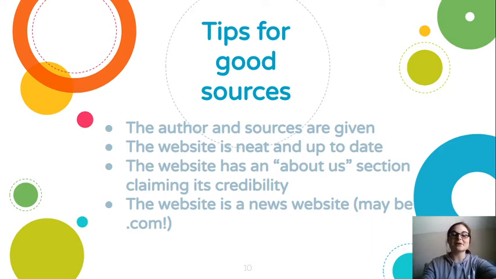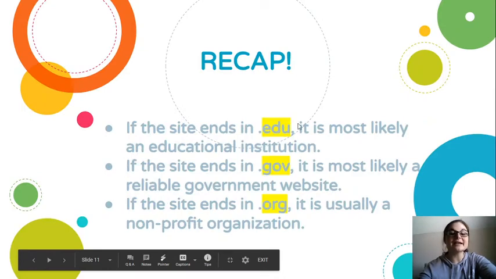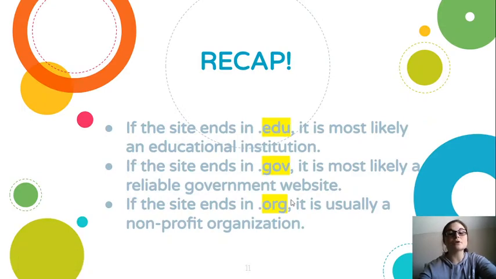The website has an About Us section, claiming its credibility. That's really good too, because if people are just putting information out there and not saying who they are or why it is important to them, they're probably not that credible. Is the website a news website or maybe .com? .coms can go either way because blogs and forums can be .com, but .com can also be newspapers. However, websites that end in .edu, .gov, or .org are usually your go-to websites.